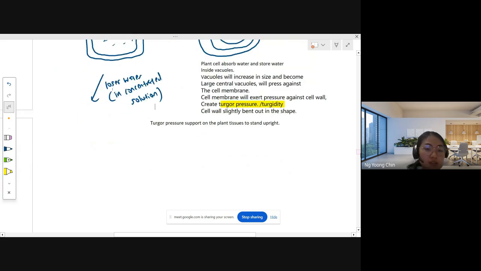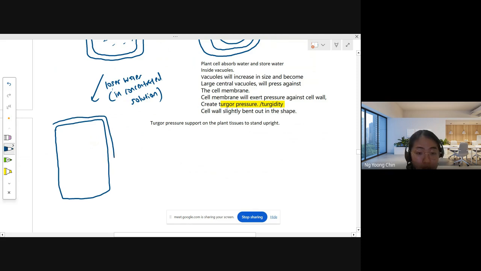Okay? So let's draw the plant cell after it has lost water. Also rectangular, not much change. Also contains the cell wall outside, not much change. But it becomes like this.